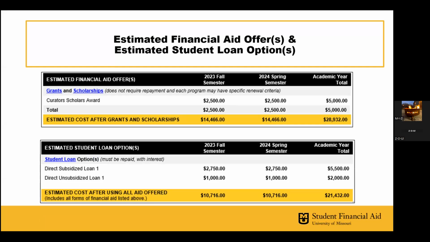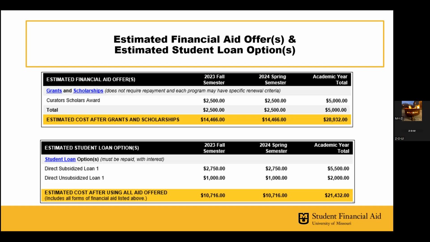The other section on the bottom of your aid offer notification is the estimated student loan options. These are not required for you to take. They are optional, but we want to put those on there. For Missouri residents, we put the federal direct subsidized and unsubsidized loan. Not everyone is eligible for a subsidized loan. That goes back to a need calculation. If you're not eligible for a subsidized loan, the total amount that we're allowed to offer you will go into the unsubsidized loan. For a non-Missouri resident, we do put an offered Parent Plus loan on there.